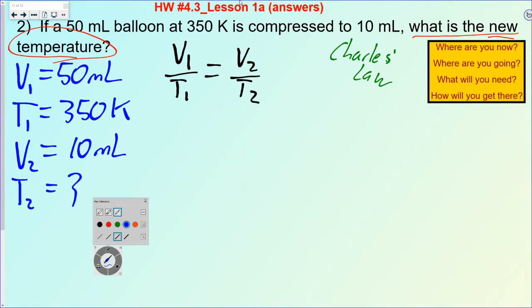Now we're ready to put the numbers into our problem. You can either just put them in, or you can isolate for the variable. I like to recommend isolating for the variable before you put the numbers in. So here we need to isolate for T2, meaning we have to get T2 into the numerator and all by itself.